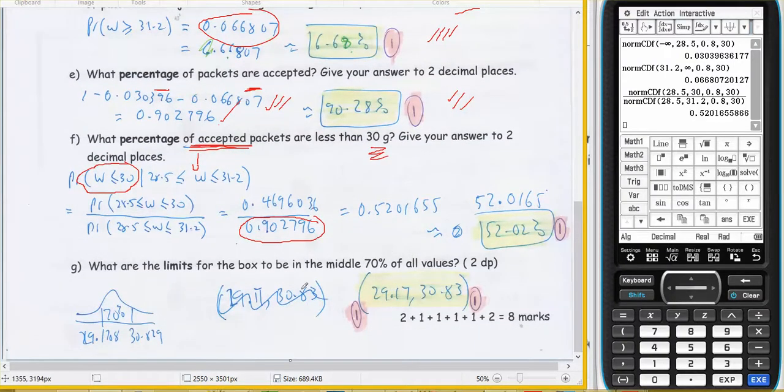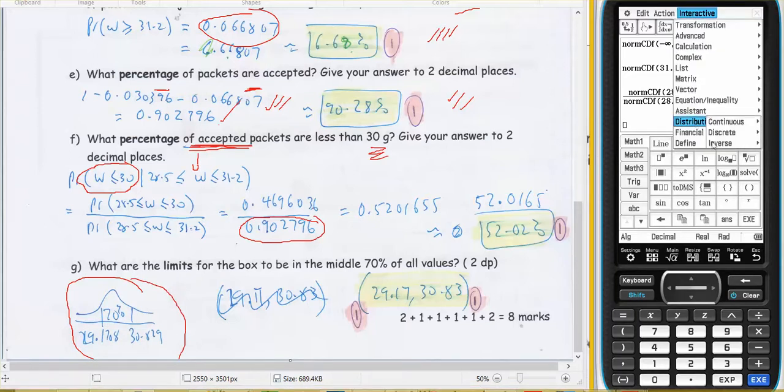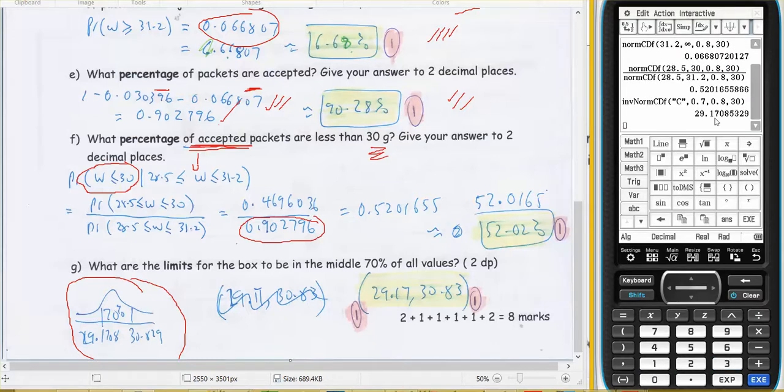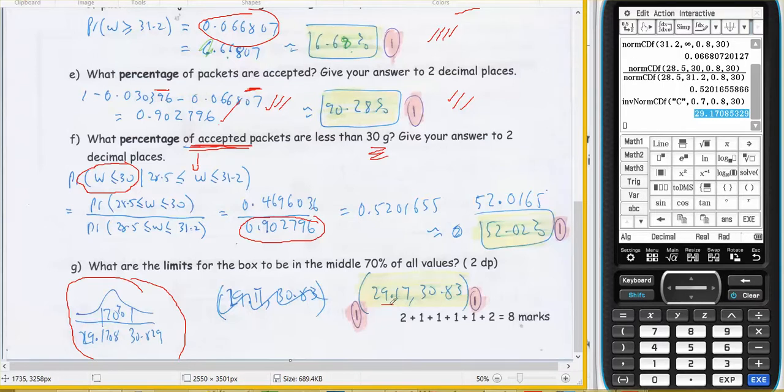And what are the limits for the box to be for the middle 70%? So what I want in this case is the middle 70%. So I'm going to use interactive distribution inverse normal, and I want a center and the probability to be 0.7 and standard deviation of 0.8 and the mean to be 30. And that will give me one of the limits, which is 29.17. So that's given me the smaller number.